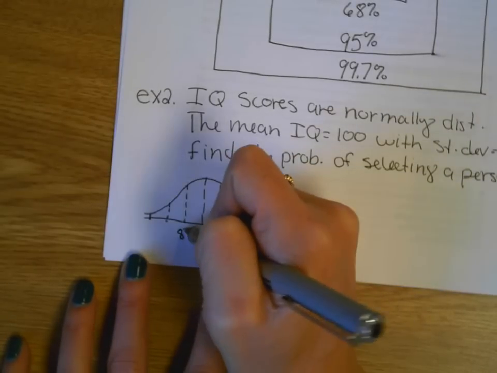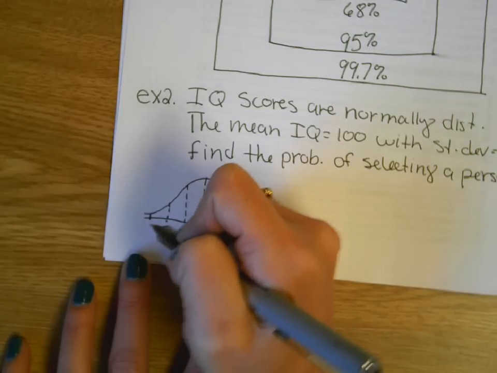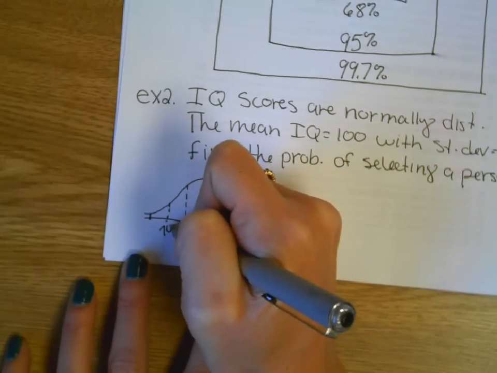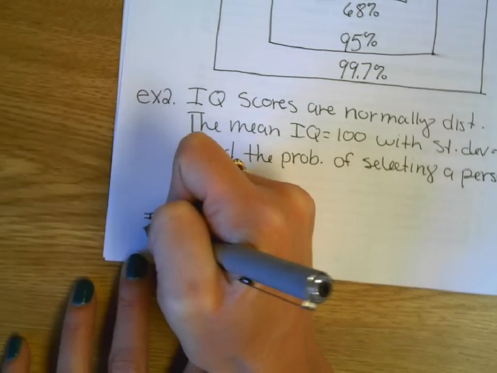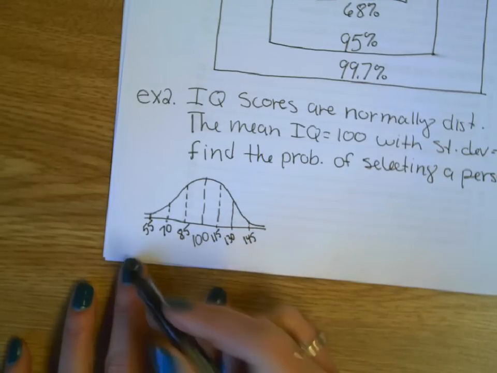Okay. 85, 70, and 55. So subtract 15 to get each one of those.